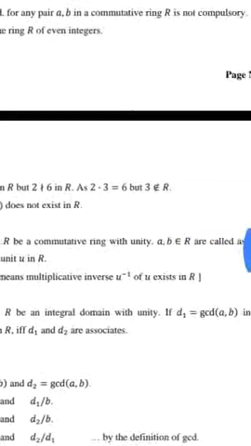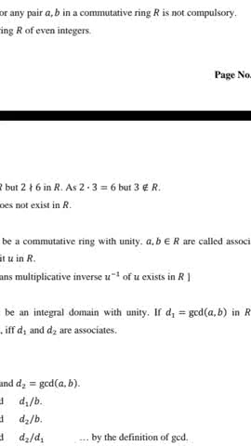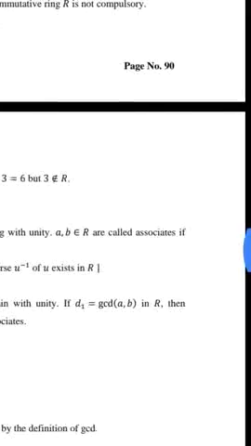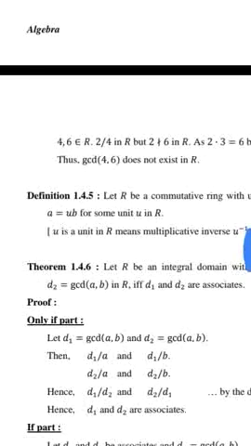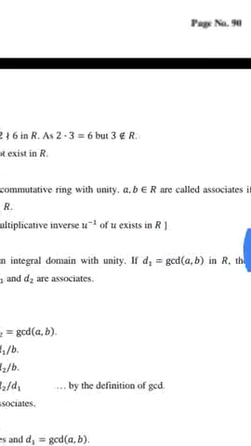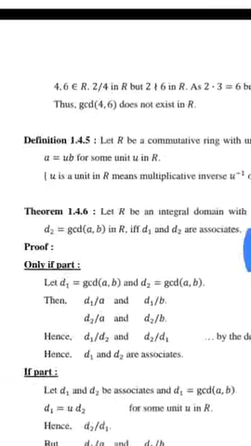Let R be a commutative ring with unity. A, B belonging to R are called associates if A is equal to a scalar multiple of B, that is, A is equal to uB for some unit u in R. U is a unit in R means the multiplicative inverse of u, u inverse, exists in R.